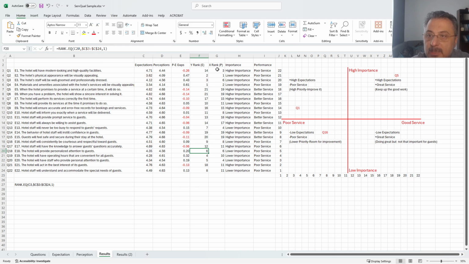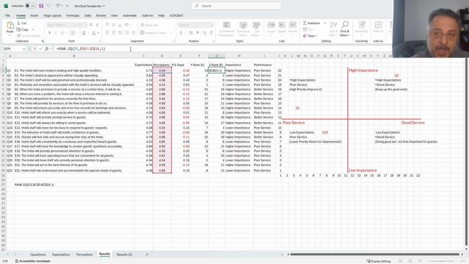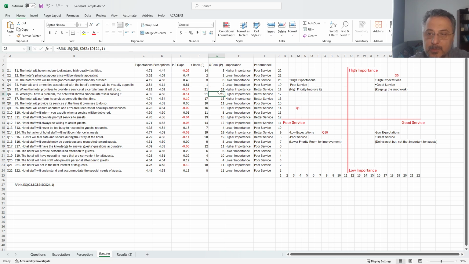Now, the next step is going to be ranking the X, which is, of course, perception. So we did exactly the same thing, same approach. We also calculated this. You don't have to do this, I just added it. What we did here is, there are 22 questions, right? 22 values, 1 through 22, basically, for the ranking.